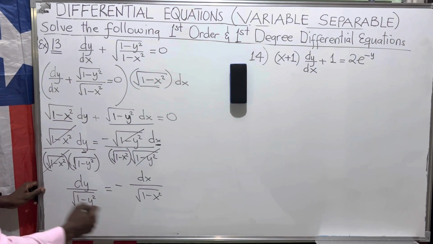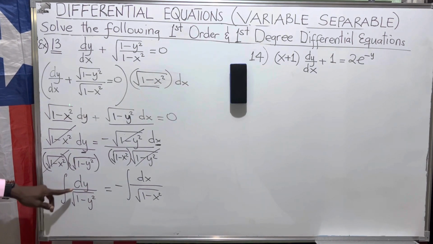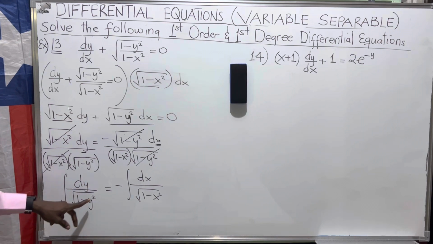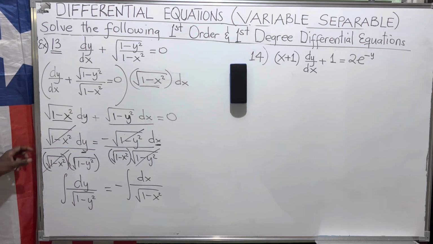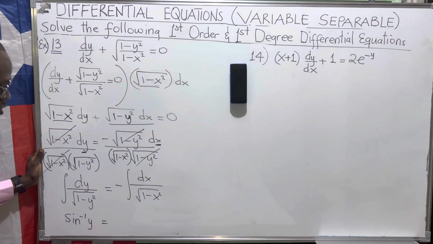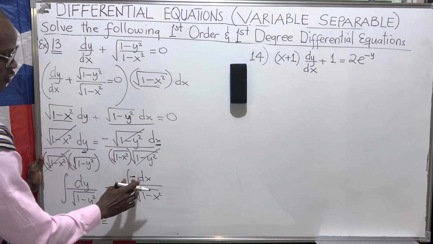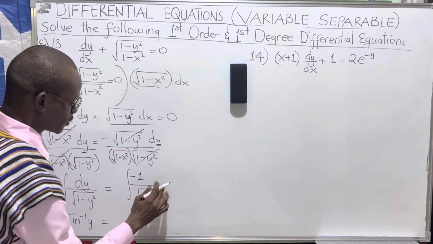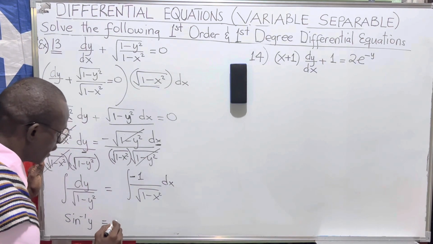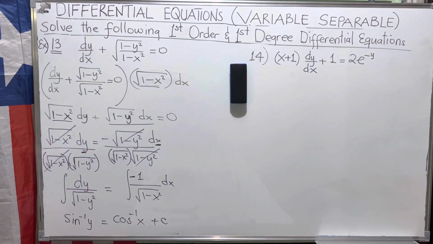Now, since the variables have been separated, we can integrate both sides. The integral of dy divided by the square root of 1 minus y squared is just equal to sine inverse of y, equals also the integral of, if we take this negative and put it in there, negative 1 all over the root of 1 minus x squared dx, which is just equal to cos inverse of x plus some arbitrary constant c.